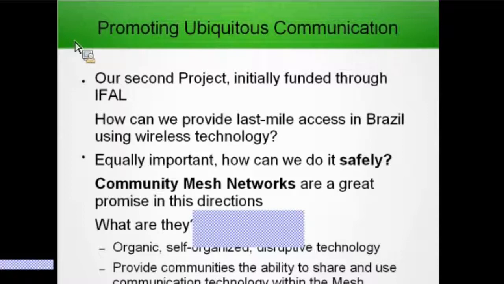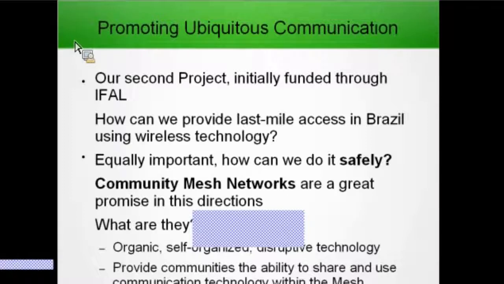Our second project is also funded by IFAL. We are doing more of a community project in the context of community mesh networks. How could we provide last mile access to the internet using wireless technology? Mesh technology is a good tool in this direction. I'd like to shortly explain what exactly they are.